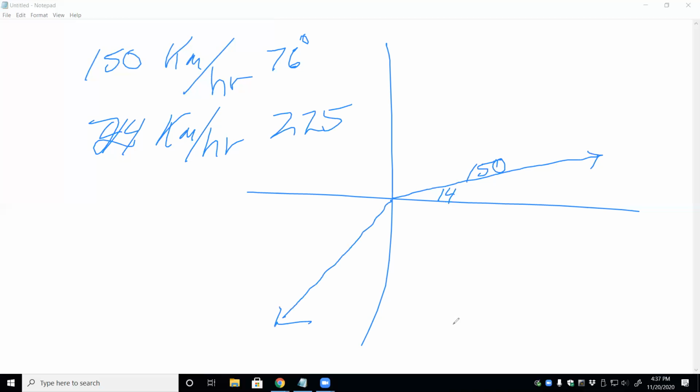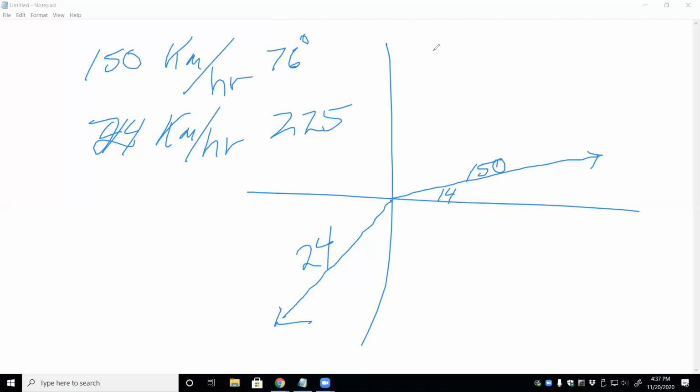So the question asks, what's the ground speed and the bearing of the plane? That's the equivalent of the angle and the magnitude, right? Yes, the combined. In other words, you're combining these two forces. And the way I'm going to combine these two forces is I'm going to find out the vertical speed of the airplane and the easterly speed of the airplane.